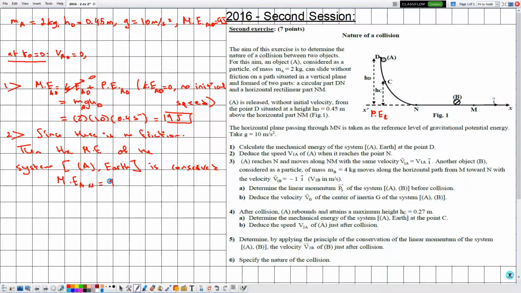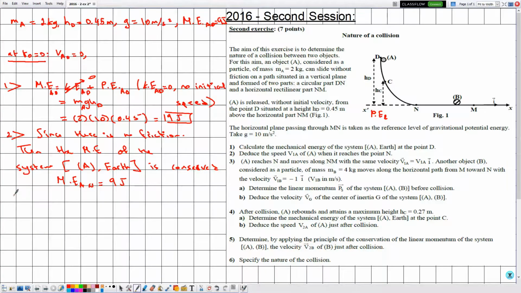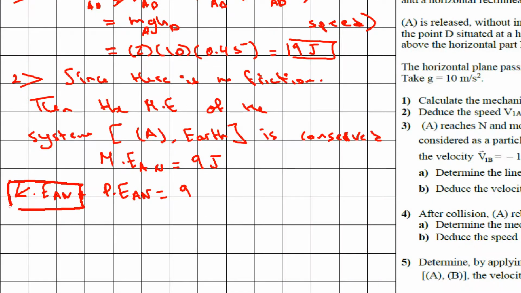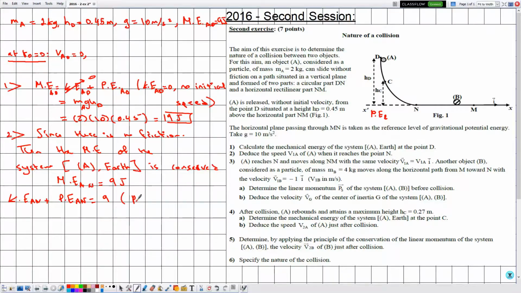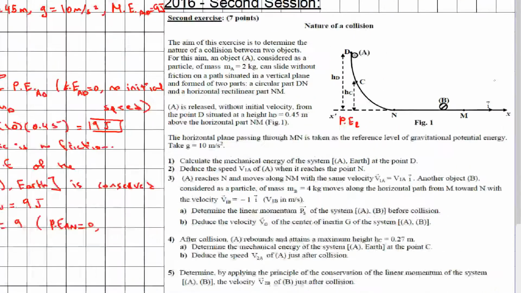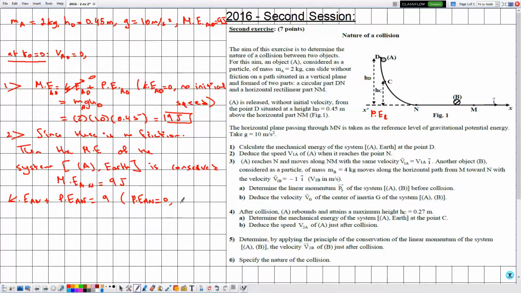Now recall that we are interested in determining the value of the speed, which is encoded here at the level of the kinetic energy. So the mechanical energy is always the sum of kinetic and potential. This is equal to 9, and we are interested in determining this value. And here, luckily, the potential energy is equal to 0, and the reason is that at the point N, A will pass through the PE level.